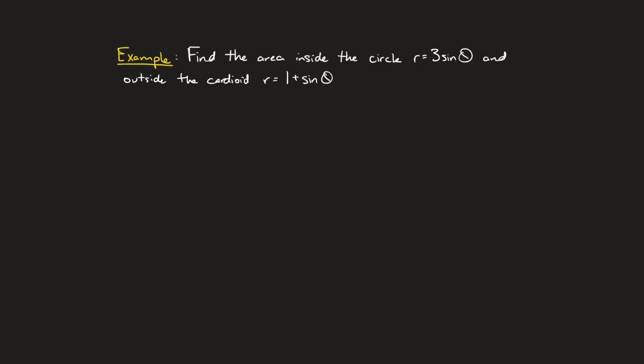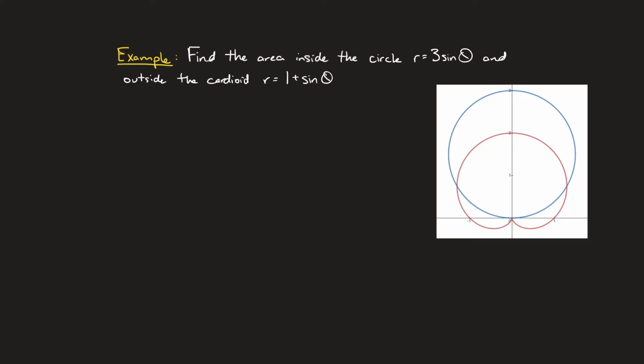Next, let's do something a little bit more complicated. Let's find the area inside of the circle r equals 3 sine of theta, but outside the cardioid r equals 1 plus sine of theta. First, a good place to start is always by graphing the two curves. If we do that here, we get something that looks like this. And now we want to find the area inside the blue curve, but outside the red curve. To do that, we're going to need to know the bounds of the integral that we're going to set up, which are going to be these points of intersection right here.